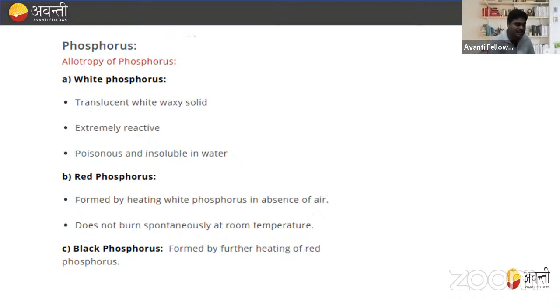White phosphorus is translucent white waxy solid, extremely reactive, poisonous, and insoluble in water. Red phosphorus is produced by the heating of white phosphorus, and black phosphorus is produced by the heating of red phosphorus, right? So always remember white, red, and black.